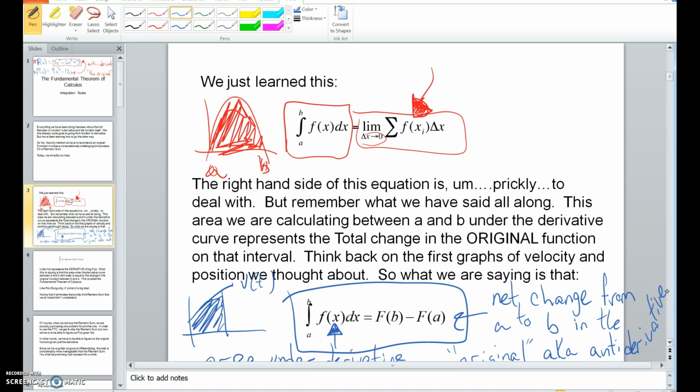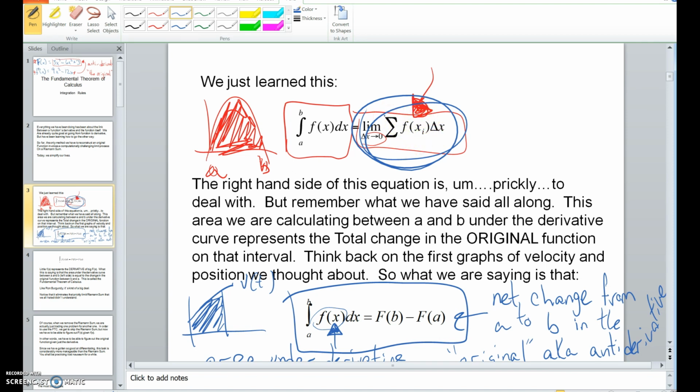It's super important because what it's going to allow us to do is to get around having to find this gross sum. Because if we can figure out what the antiderivative of little f is, then we can just evaluate the antiderivative at b and a, and that will tell us what the area underneath the given derivative is without having to compute this crazy sum.